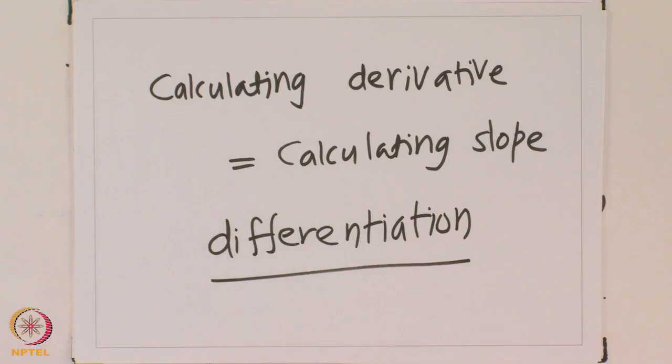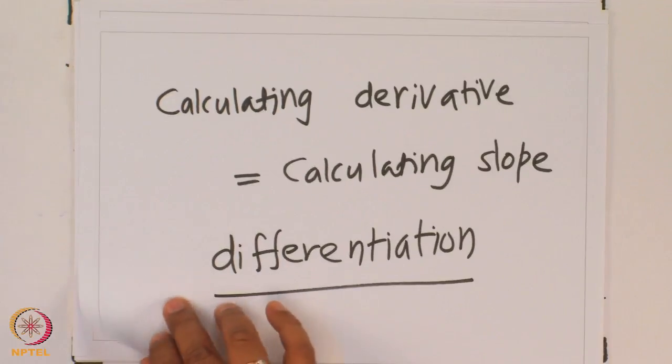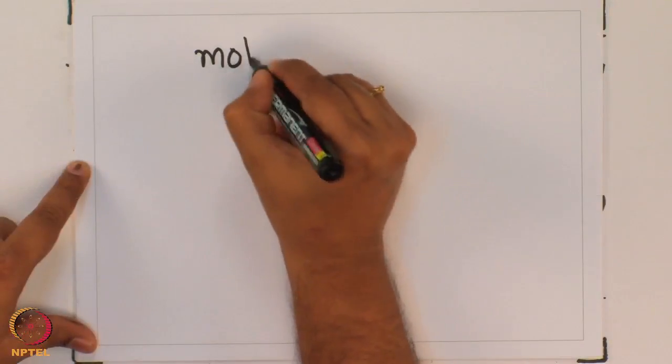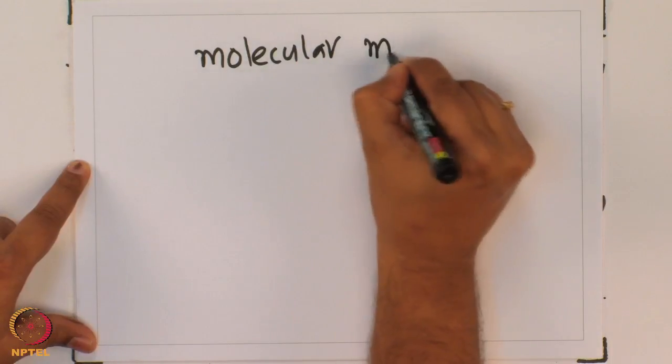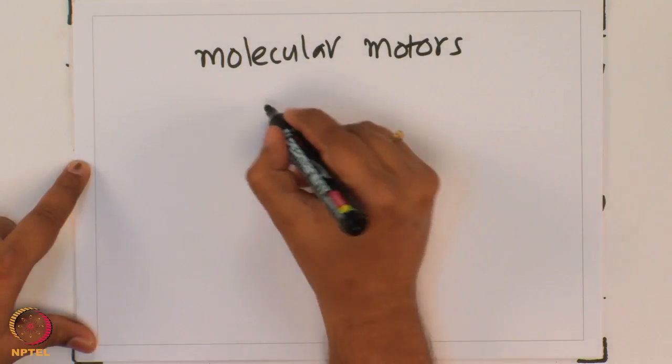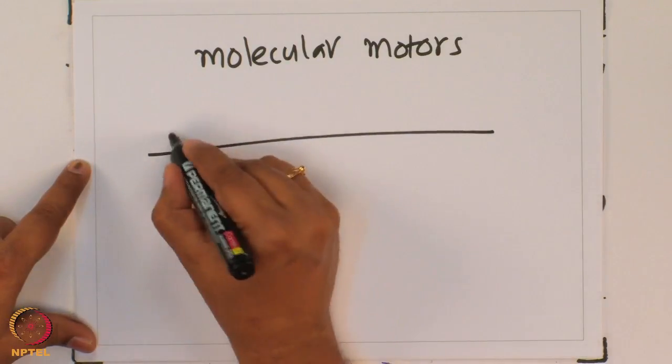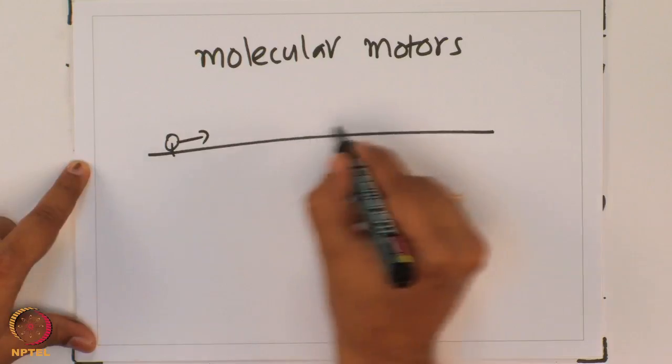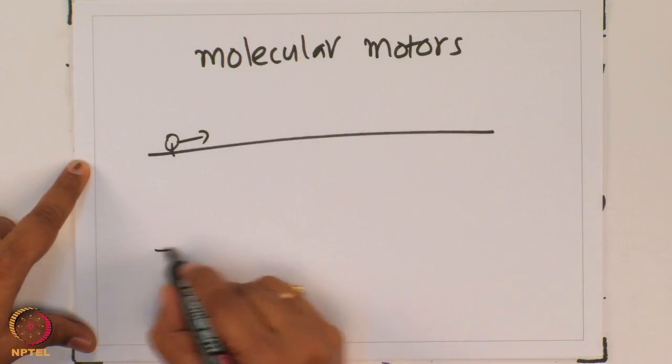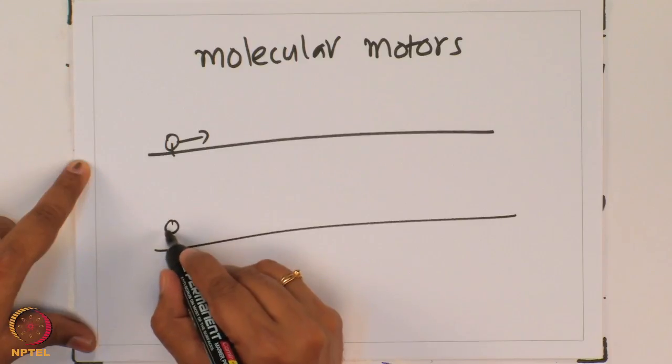So why do we do this? Because calculating the slope is very useful. Think of two experimental data. You do an experiment. Let us think of a simple experiment. Let's say in biological cells there are molecular motors, some motors called kinesin, dynein, and they are walking along a track of microtubules. So some motor is walking, or even think of ourselves walking from one place along this line.